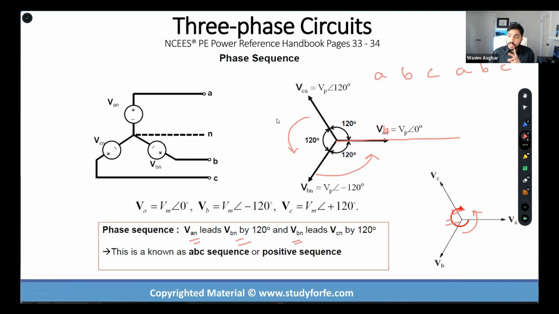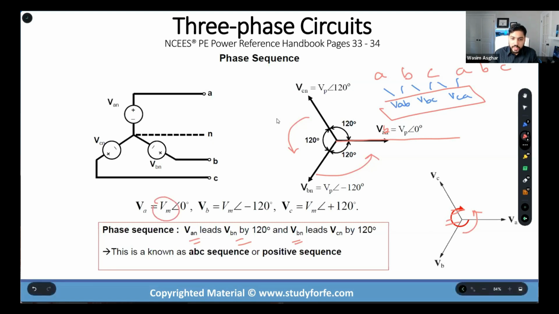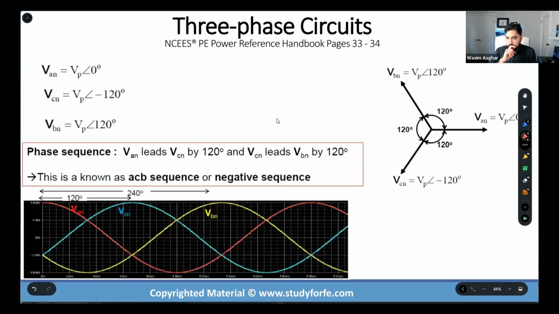Does it make sense, guys? Now, there's another underlying extrapolation from here. When you have an ABC sequence, the line-to-line voltages that you're going to get are VAB, VBC, and the last one, the trickiest one, VCA. So if I tell you that the line-to-line voltages are VAB, VCA, and VBC, it should automatically click in your mind, without me telling you the sequence, that you're dealing with an ABC sequence. This will make more sense when we get to the ACB sequence, okay? The magnitudes are all VM, and they're off by 120 degrees, such that A leads B and B leads C, okay? Negative sequence is A, C, B.